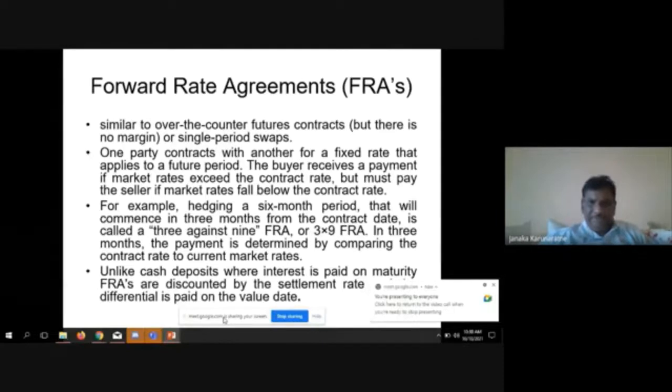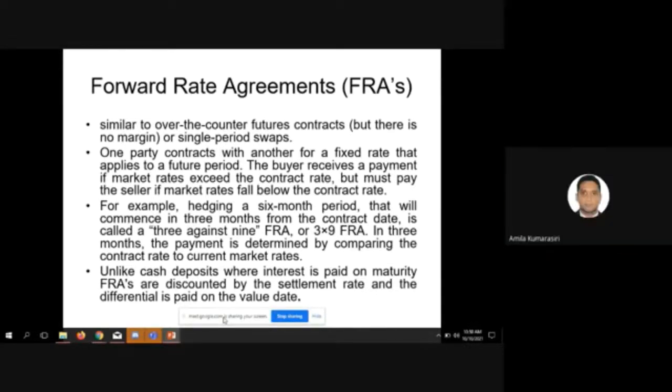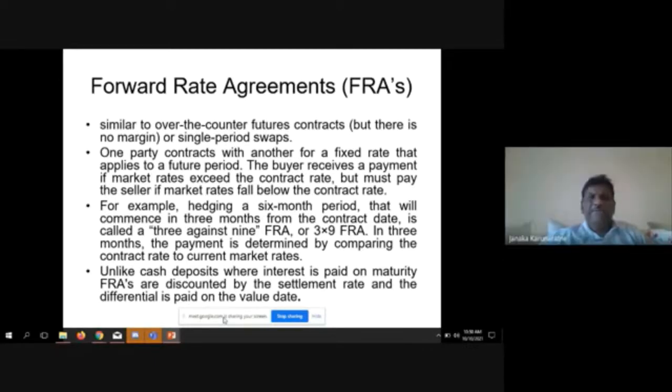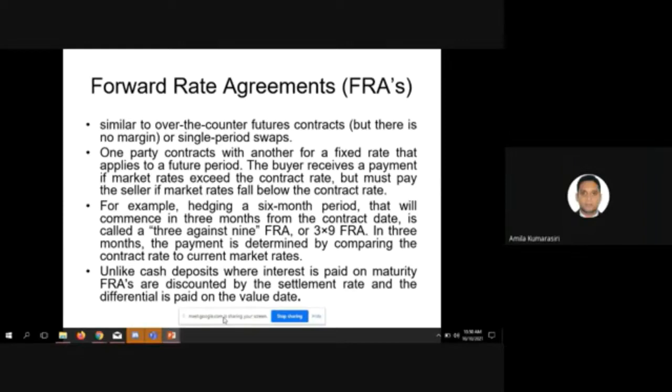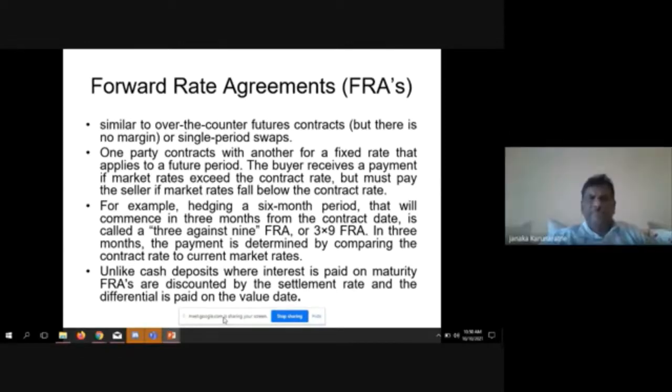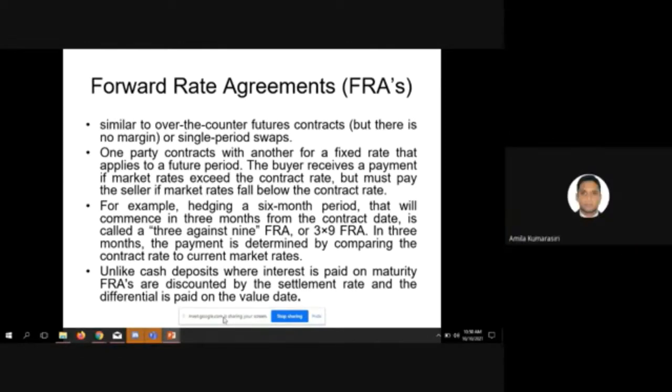Excuse me, sir. Can I ask a general question here? Since we discussed these forward contracts, will the central bank allow forward contracts again in the near future? Allow? The central bank will allow the forward contract, because right now the banks are not doing any forward contracts.